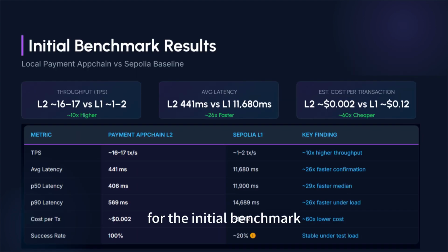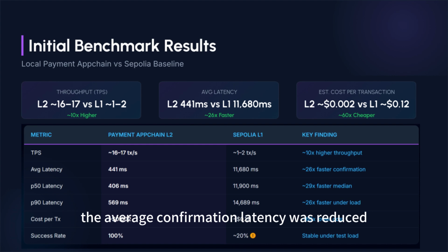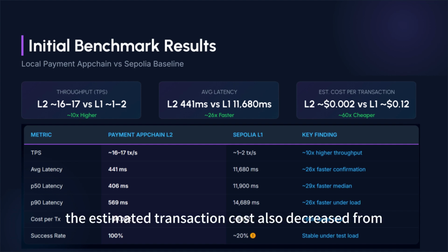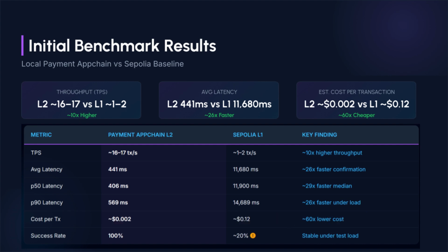For the initial benchmark, we compared our local payment upchain with an Ethereum Sepolia baseline. The local payment upchain achieved around 16 to 17 transactions per second, while the Sepolia baseline achieved around 1 to 2 transactions per second. The average confirmation latency was reduced from about 11.68 seconds on Sepolia to 441 milliseconds on the local payment upchain. The estimated transaction cost also decreased from around 12 cents to around 0.2 cents per transaction, assuming ETH is priced at $2,000.